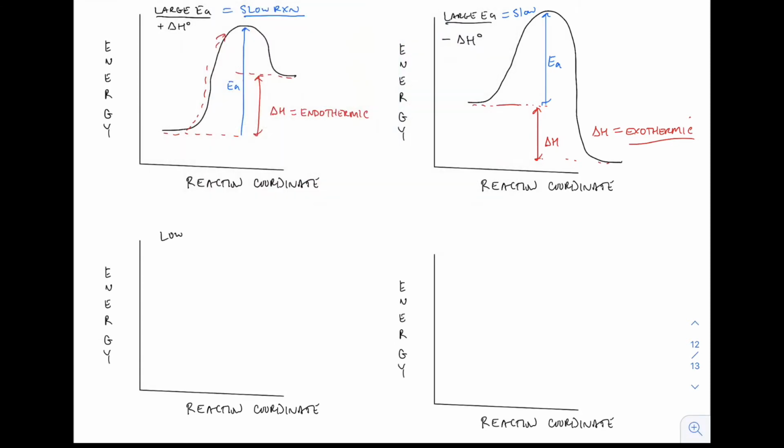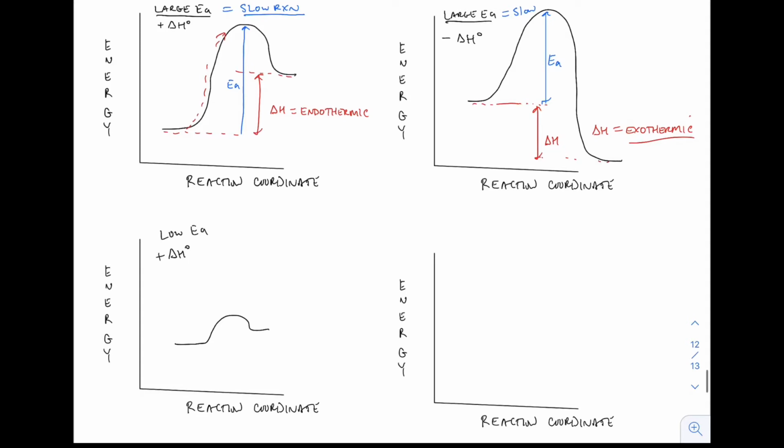It's kind of ambiguous, right? What's a large activation energy? What's a low one? So here's a low activation energy. It's obviously small. Here we have the delta H for this particular reaction, and this is endothermic again because it's positive. And here's the itty bitty activation energy. If it's a small activation energy, that means it's fast. It's a small hill, essentially just a curb.